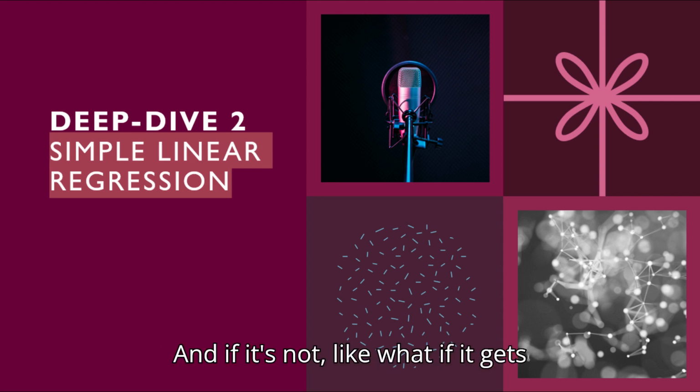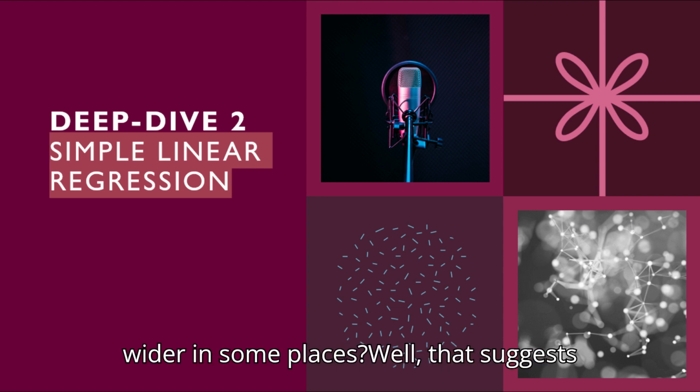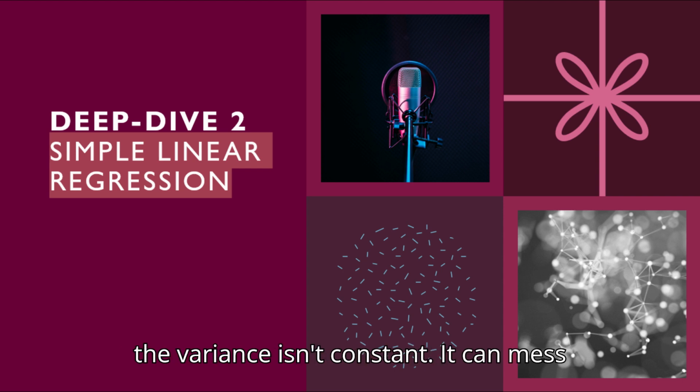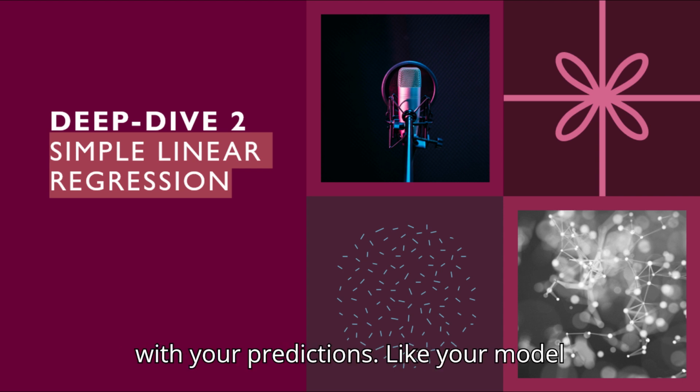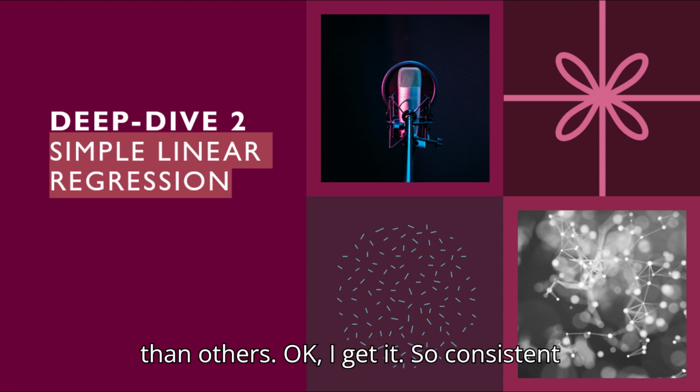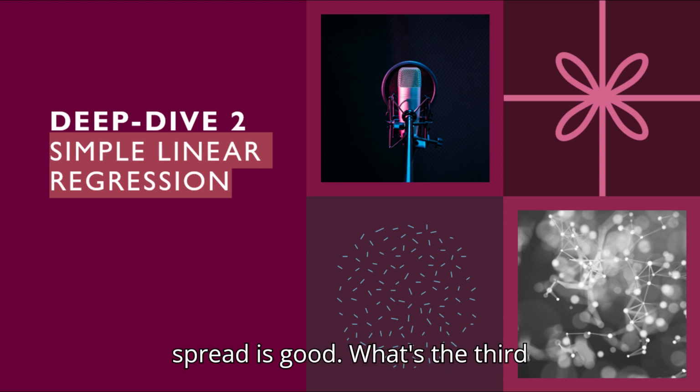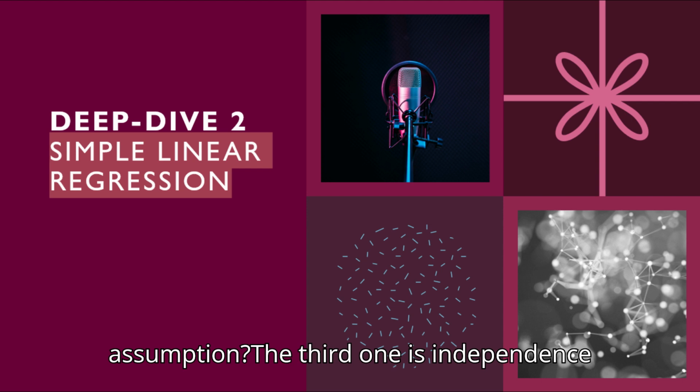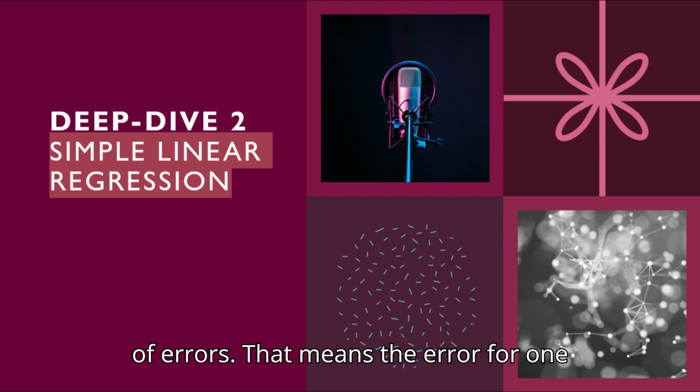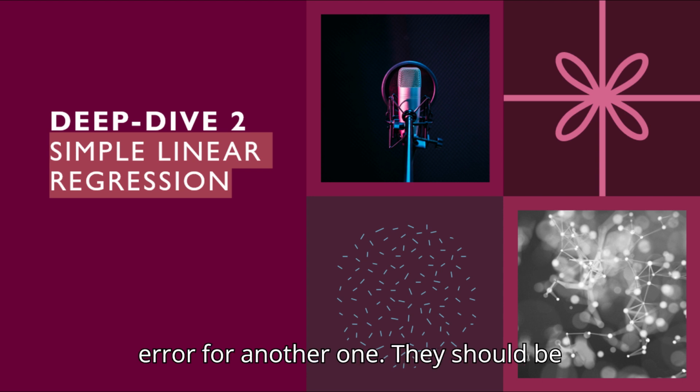And if it's not, like what if it gets wider in some places? Well, that suggests the variance isn't constant. It can mess with your predictions. Like your model might be more confident in some areas than others. Okay, I get it. So consistent spread is good. What's the third assumption? The third one is independence of errors. That means the error for one data point shouldn't be connected to the error for another one.